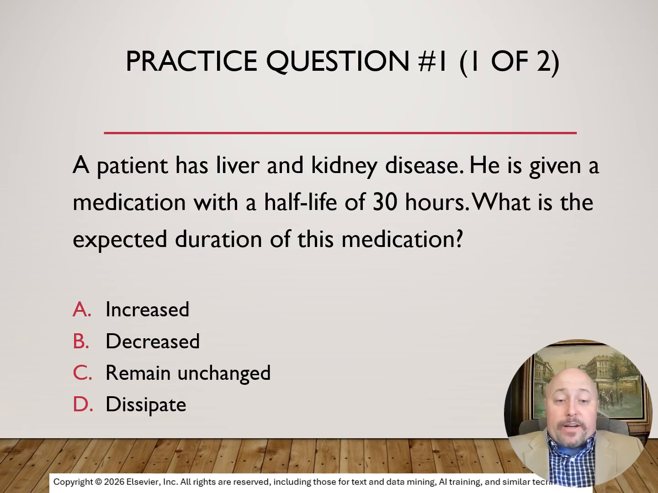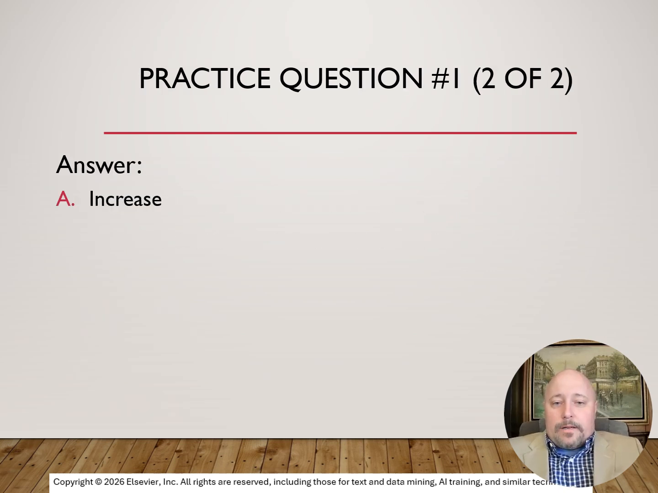For our first practice question, a patient has liver and kidney disease. He is given a medication with a half life of 30 hours. What is the expected duration of this medication? With this liver and kidney disease, is it expected to be increased, decreased, remain unchanged, or dissipate? And that answer is going to be A, increase. With the patient's liver and kidney disease, we would expect the half life of that medication to increase, meaning that it's going to take longer for that patient to metabolize and excrete that medication.